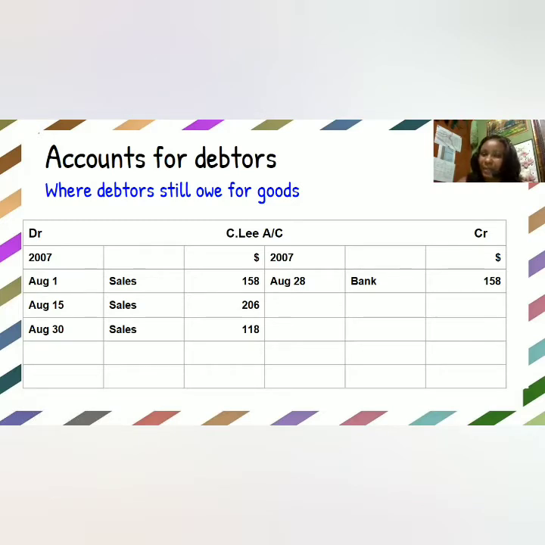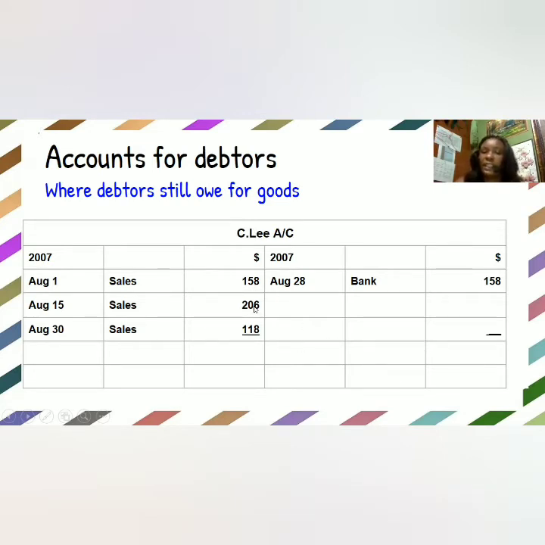Awesome. What's the first step again? We're going to be totaling both sides of the account. But if you look on the credit side, there's only one entry. On the debit side, we have 3 entries. So we'll go ahead and add the debit side. So 158, 206, and 118. But first, we need to draw what? Our single lines to show that we are going to be adding. And the single lines must be what? On the same level. There you go.